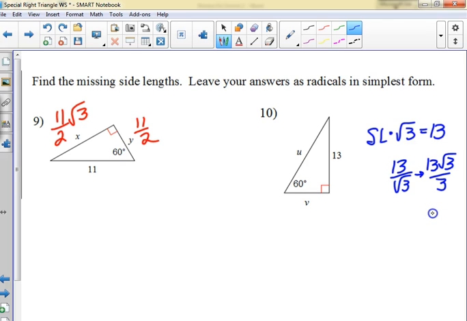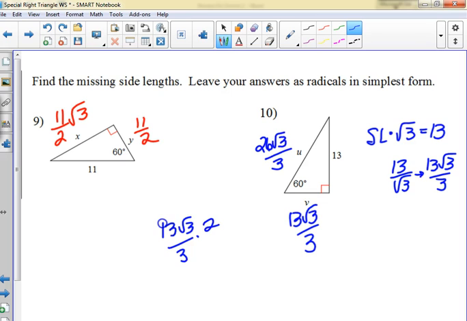That you just told me is the short leg, which is U or V? V. And once we know the short leg, how do we get to the hypotenuse? Multiply it by 2, which would be a lovely 26 square roots of 3 over 3. Because you multiply it by 2 over 1. Everybody okay? Just like that. Good.